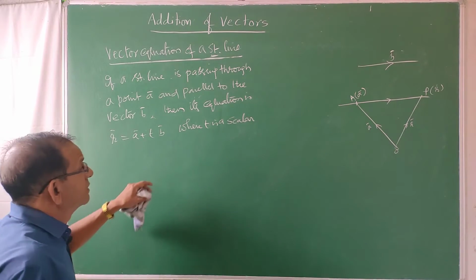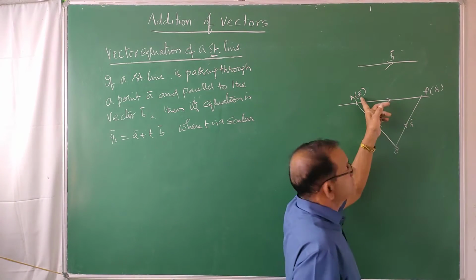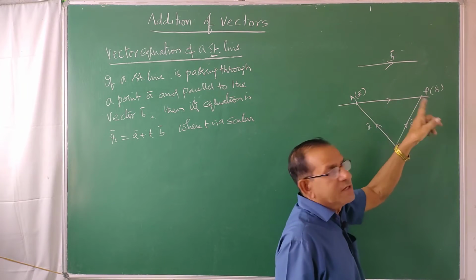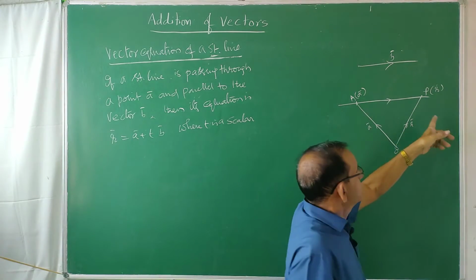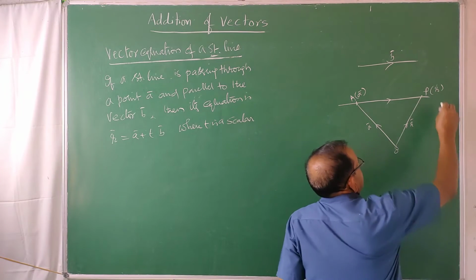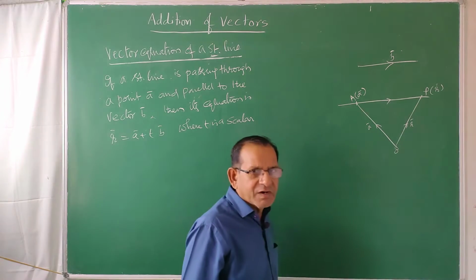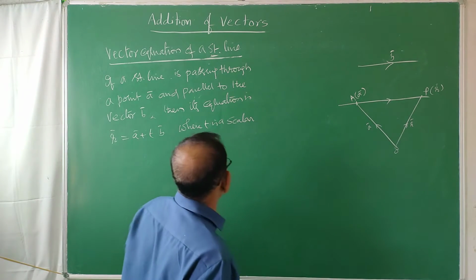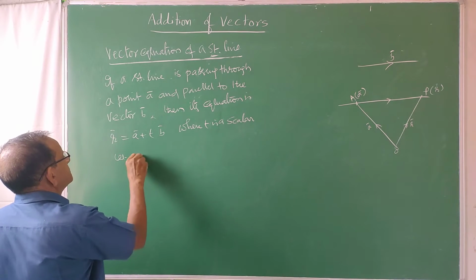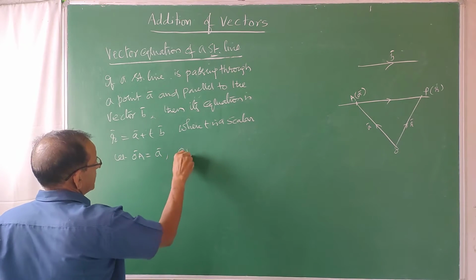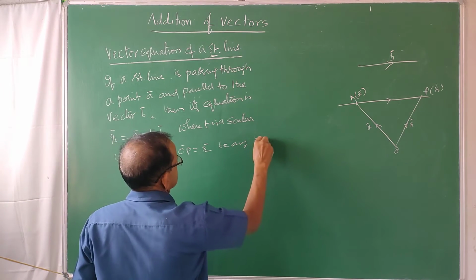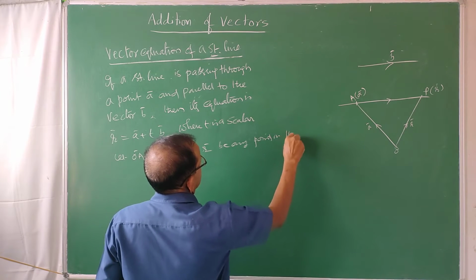Now here a straight line is passing through a point A bar and parallel to the vector B bar. So what is the vector equation of this line? Now to get the vector equation, we have to take a variable point P with position vector R bar. Then what is the equation of AP bar? Vector equation is required. Now let OA bar is equal to A bar, let OP bar is equal to R bar be any point on the straight line.